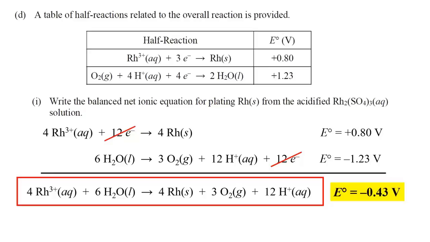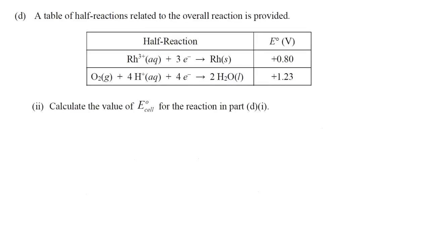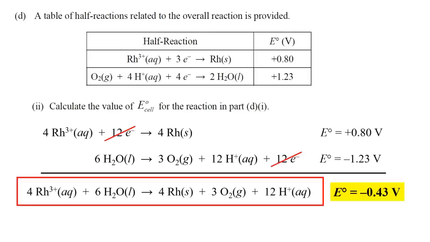So in fact, what you're looking at is both the answer to part DI as well as the answer to part DII. Part DII says calculate the value of the cell potential for the reaction in part DI. And we've already done that. So that is negative 0.43 volts. That's the standard cell potential for this reaction.